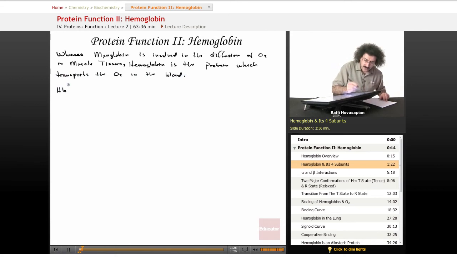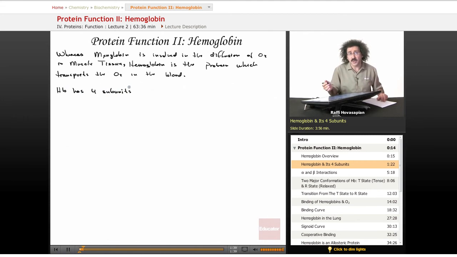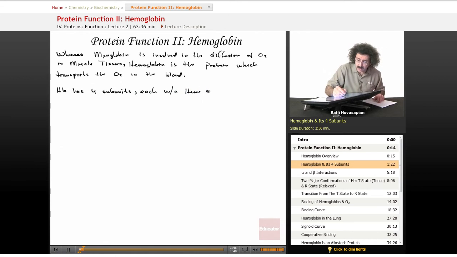So hemoglobin, which is abbreviated HB, has 4 subunits. So it's not like myoglobin. Myoglobin was just a single subunit protein that has a binding site for 1 molecule of oxygen. Hemoglobin has 4 subunits, and each of these subunits has a heme group. So we have 4 sites to bind O2 per protein molecule.